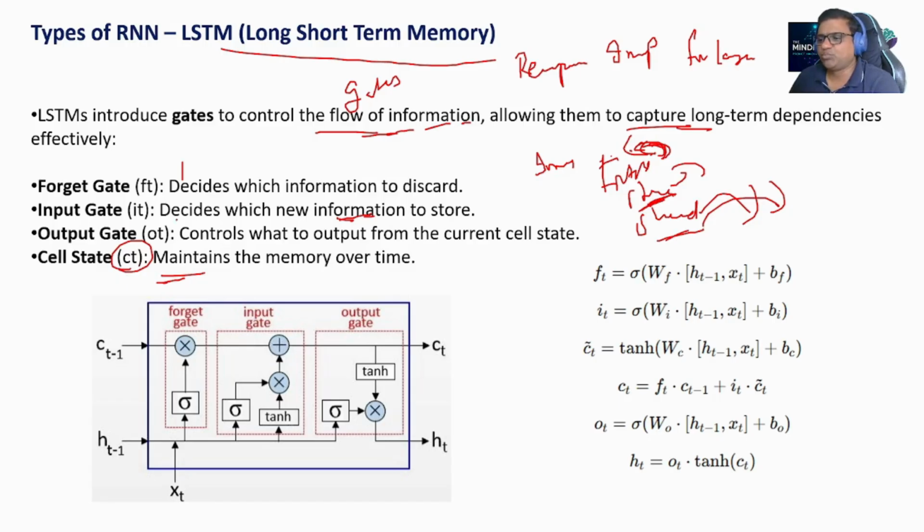Then finally, the output gate. So basically, it decides what information should be used right now. Maybe the model remembers hundreds of facts. Not all are needed for today's prediction, right? The output gate selects the relevant ones.